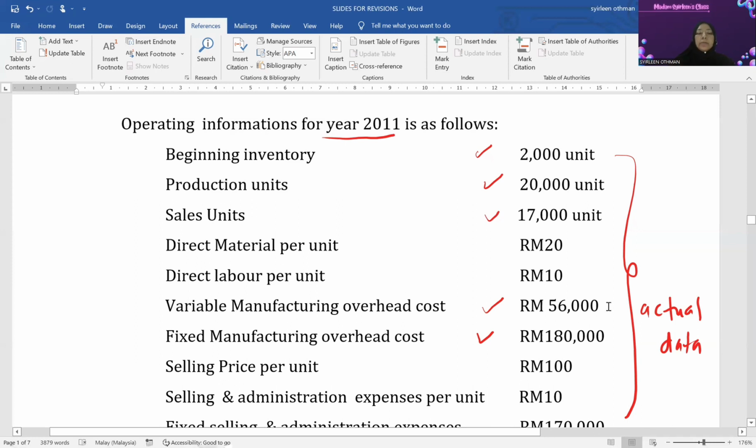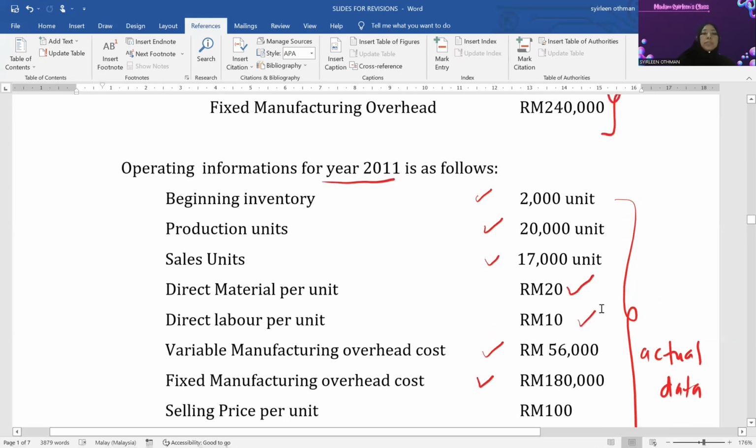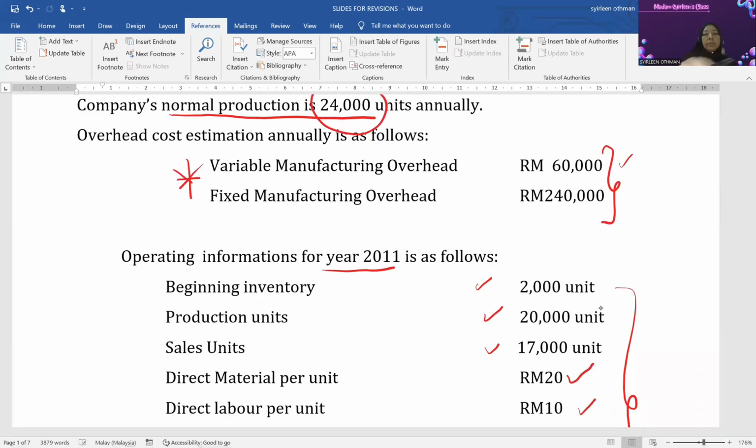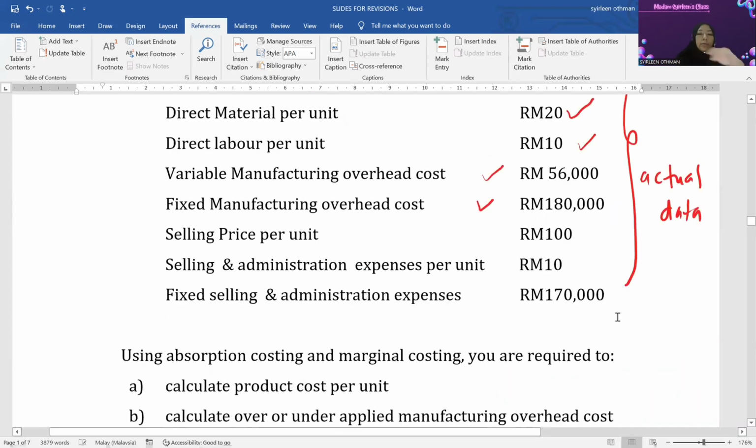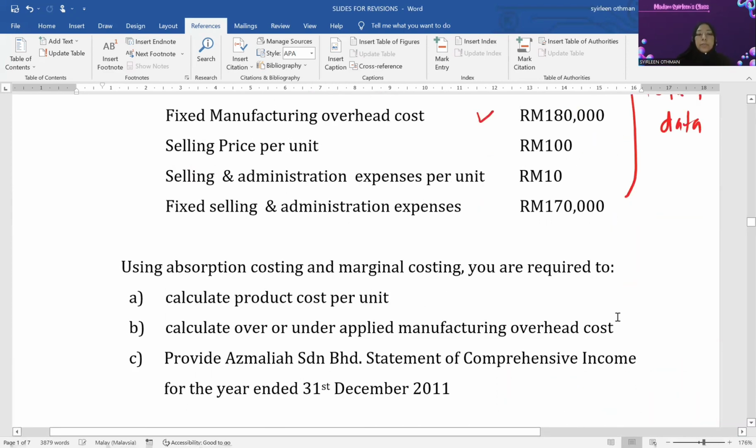Okay, all right, so we understand that for normal costing, we are going to use the actual direct material value, the actual direct labor value, but for the MOH, which is the fixed MOH and variable MOH, we are going to use the one given on top of the question, which is this part. We are going to use the POR. So we are required to use absorption costing and marginal costing to calculate the cost per unit, and then we are supposed to prepare the statement for the year ended 31st December 2011.